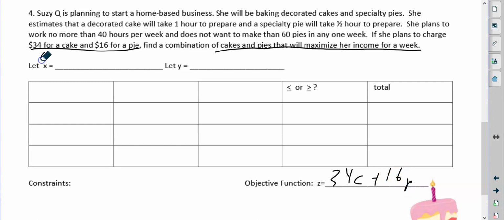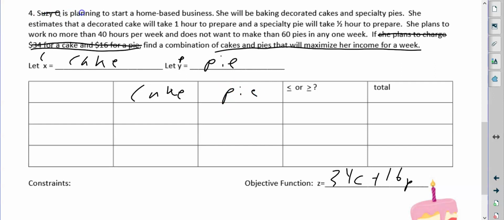So let X, or in this case C, be cake, and Y, or in this case P, be pie. Again, it doesn't matter. Just showing you could use those letters. There's some letters that are not as great to use. These are fine. That's done. Don't need that line anymore. So, cake and pie.